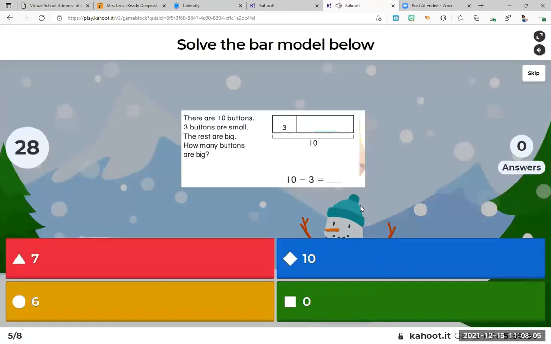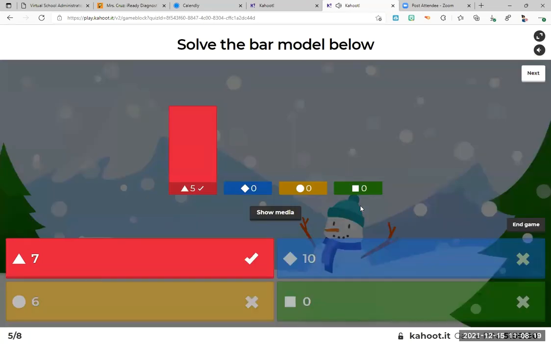Solve the bar model below. Remember part, whole. Now we do already have our whole. See, there are 10 buttons. 3 of them are small. What's the other part? The big ones. The bigger buttons. Yes. Oh, you guys are good.